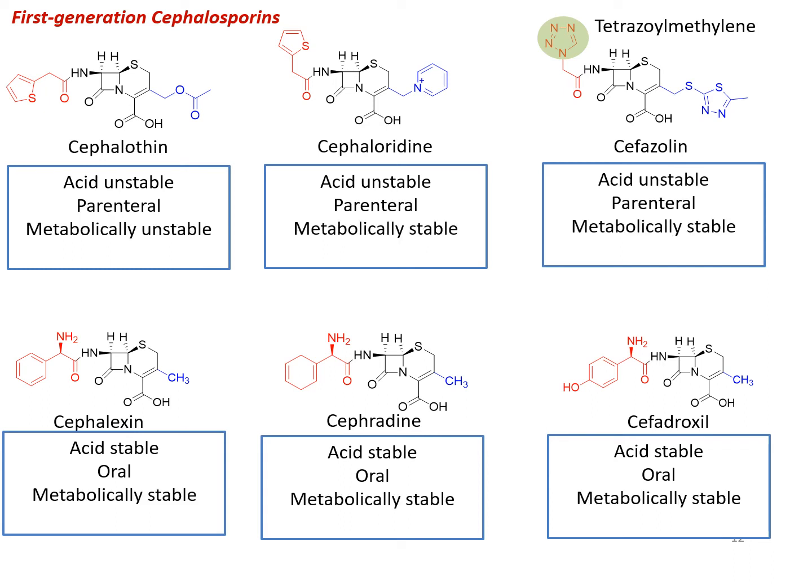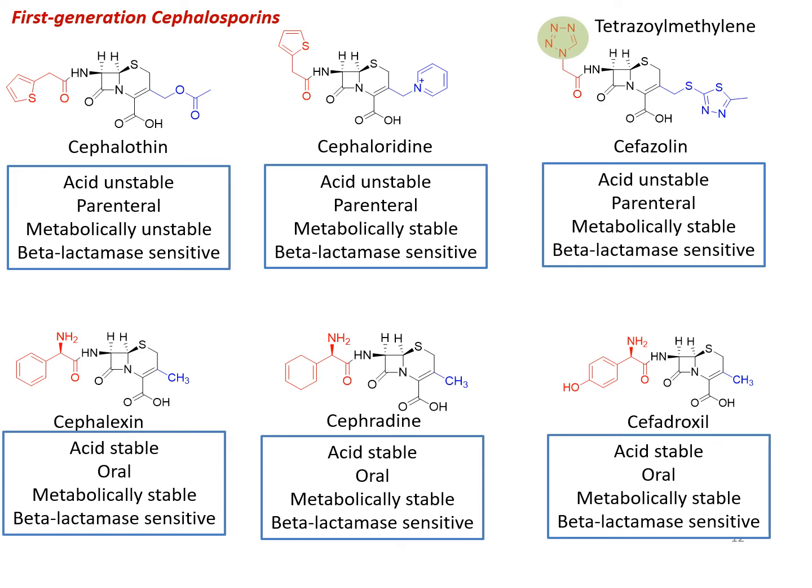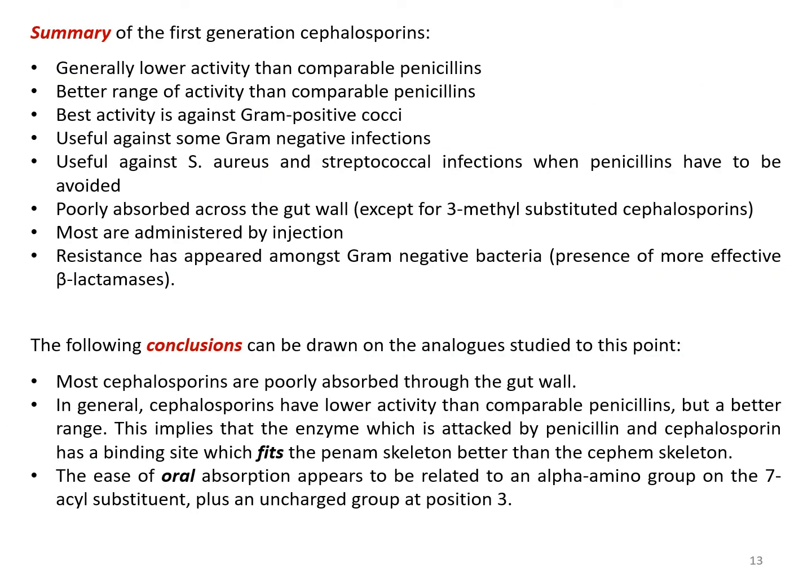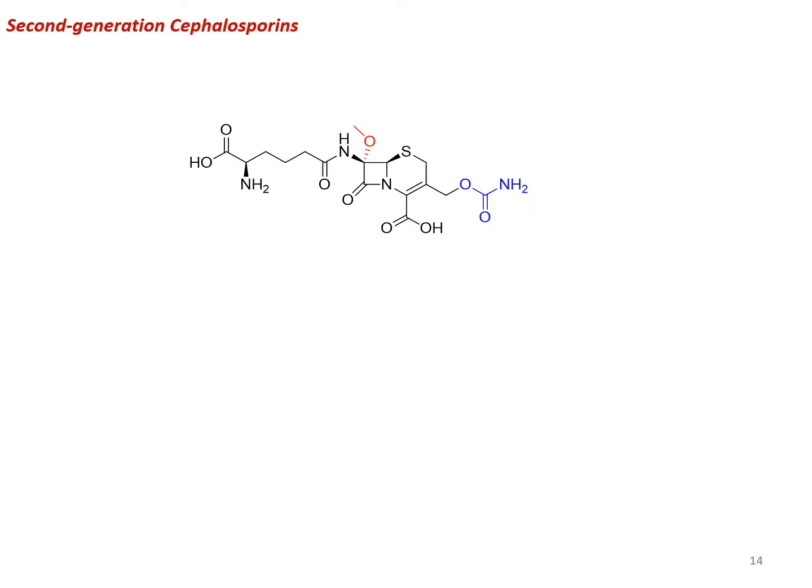In terms of resistance to beta-lactamases, none have a methoxy at carbon-7, nor a substituted alkene or oxime on the alpha carbon of the acyclic amide, so all are sensitive to beta-lactamases. The main generalization that we can make regarding the first generation cephalosporins relative to their penicillin counterparts is that they are poorly absorbed and they have lower binding affinity to the target penicillin binding proteins.